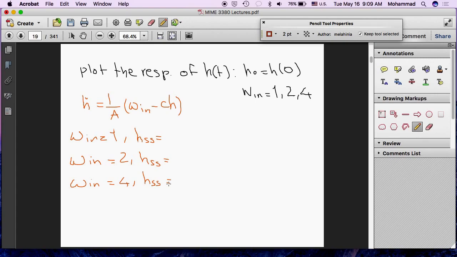I'm listening to you guys. Why? That's the definition of steady state. No change. So it means h dot is equal to 0. So if you set h dot equal to 0, you get wn is equal to c times h steady state, right? So what is the value of h steady state when wn is 1?